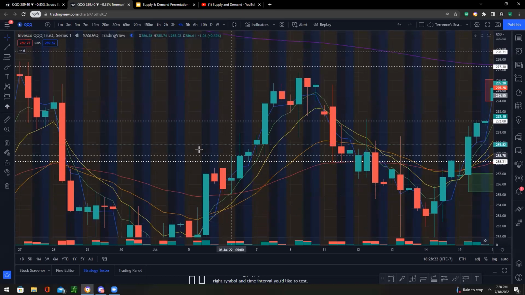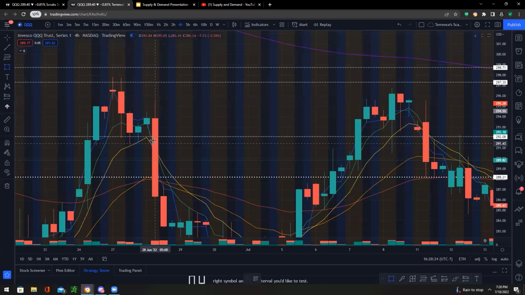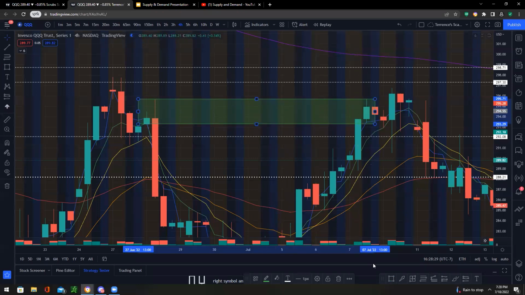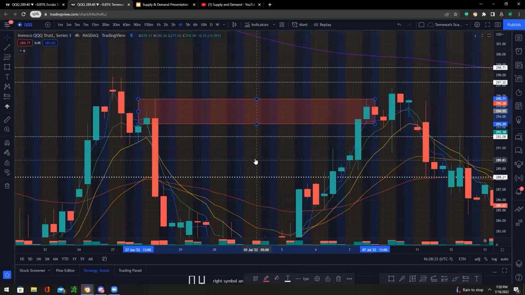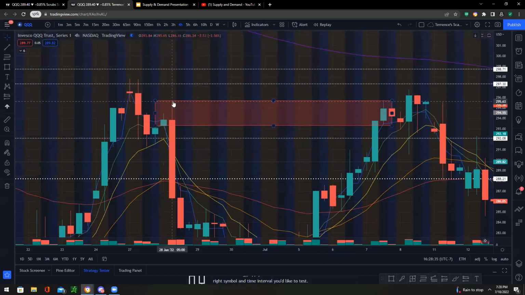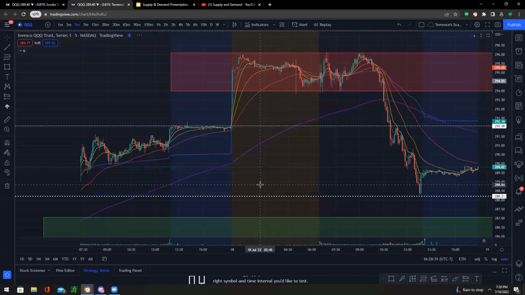Just do a real life example. Okay, this one. Not every zone holds strong every single time. This is another reason why we don't just buy blindly into a zone. So in this case, this is a 4-hour, June 28th. We'll go down to a smaller time frame.